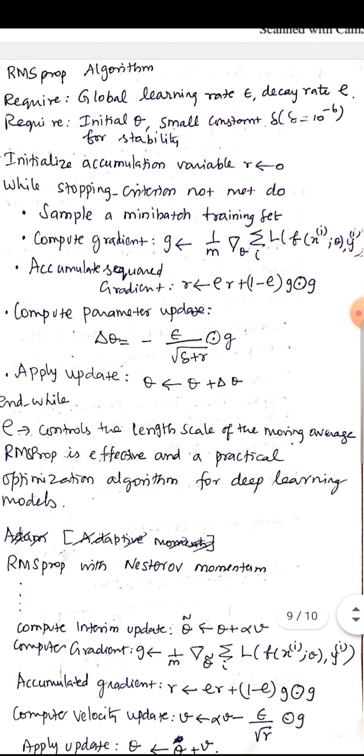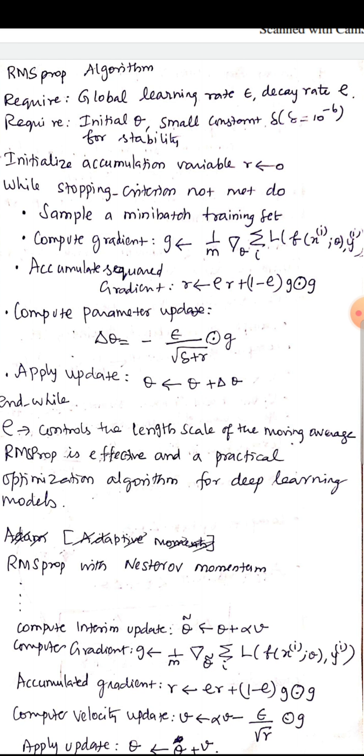The fifth technique is called the RMSProp algorithm, and this RMSProp deviates slightly from your AdaGrad by having another parameter called a decay rate, but eventually all the other stages are the same. The only thing is it adds an extra parameter called the decay rate rho. Initially the accumulation variable r is set to 0 until the stopping criterion is met.